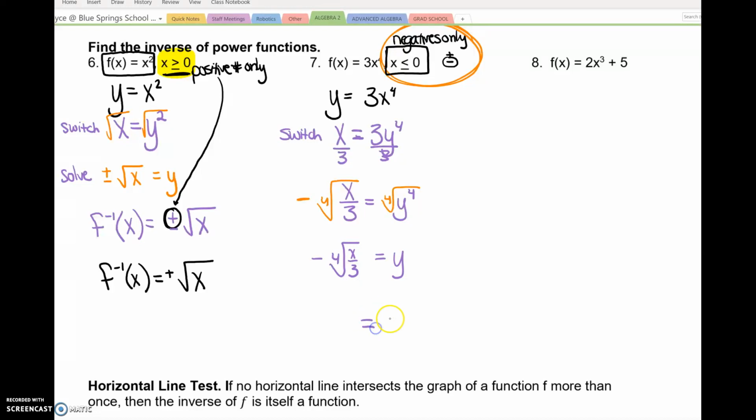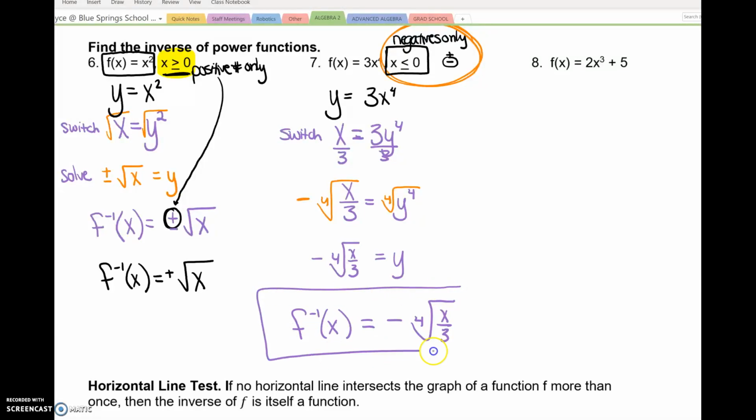To rewrite this nicer, we put the fourth root of x over 3 with the negative in front of it on the right side. On the left side, we need the fancy label that means the inverse of f, which is f negative 1 of x, f inverse of x. And that's where we're going to stop today.